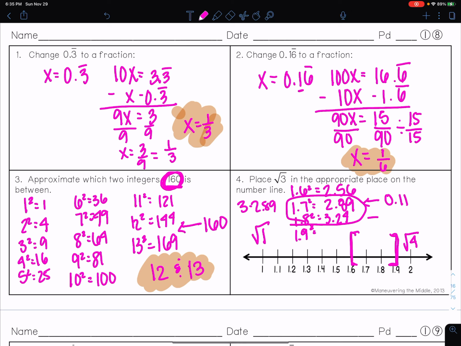And this one is 24 hundredths off, because then I do 3.24 minus 3. So this one's a little bit farther off. So I would say it's much closer to 1.7 than 1.8. So I'd say it's about here. Okay? And that is all for day 18.